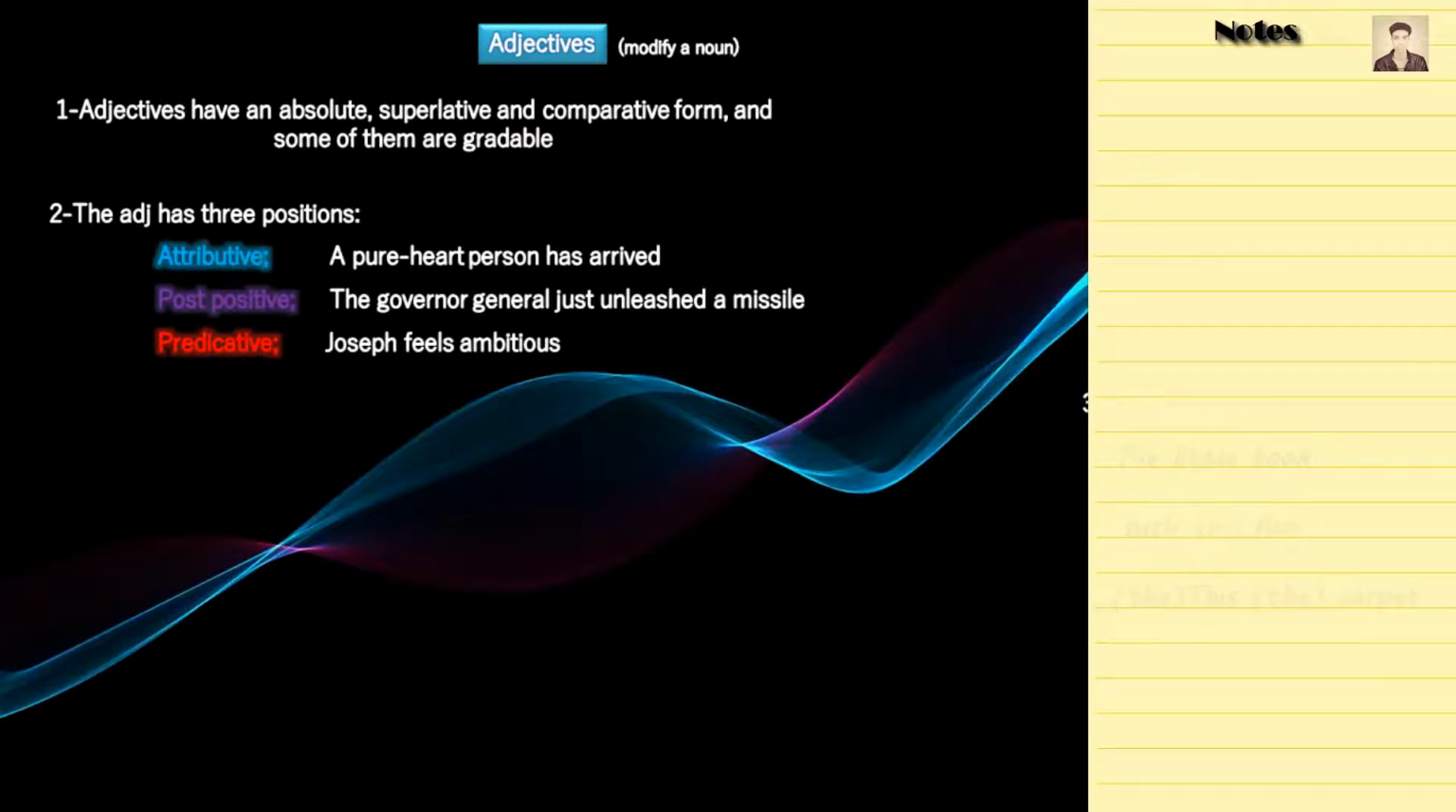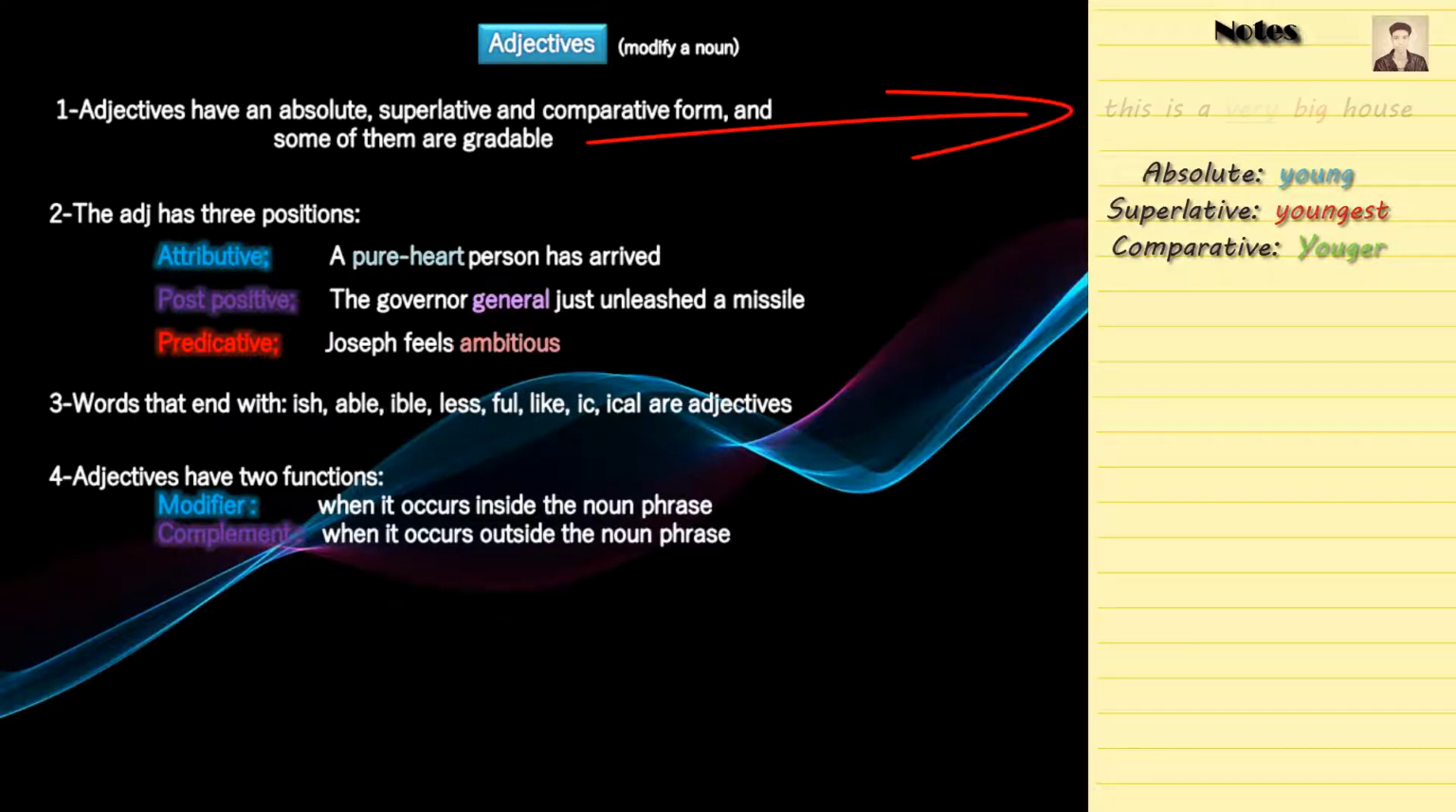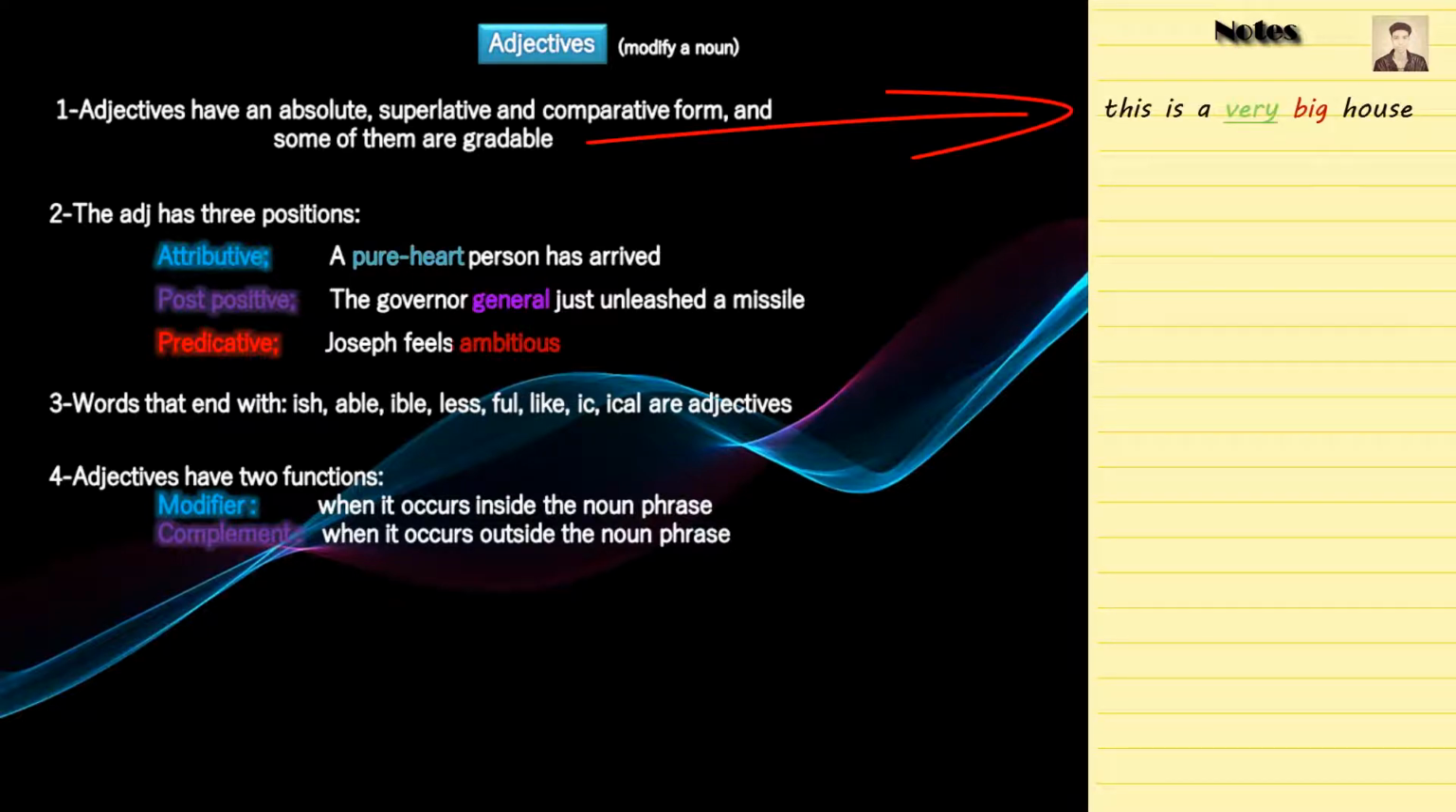Adjectives modify the noun, and I insist on this definition because it defines the adjective. It is the basic definition of the adjective, and we're going to use it many times while dealing with adjectives. First, adjectives have an absolute, superlative, and comparative form, and some of them are gradable.